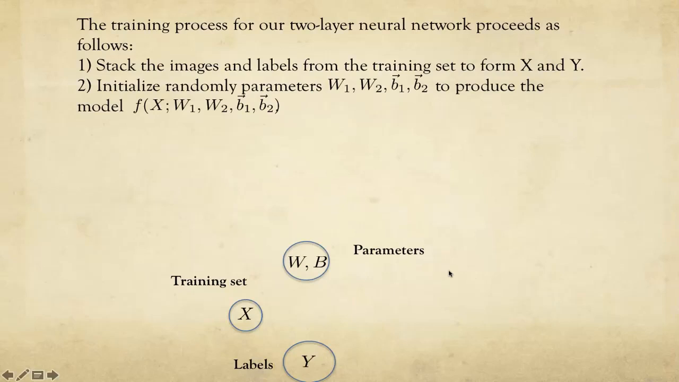Then we're going to randomize our parameters. Again, we want to find the best possible parameters to model our images. Initially we don't know what they are, so we're going to just randomize them. And after having randomized them, we now have a function, not a good one because these are randomized numbers, but we do have a model for our F.